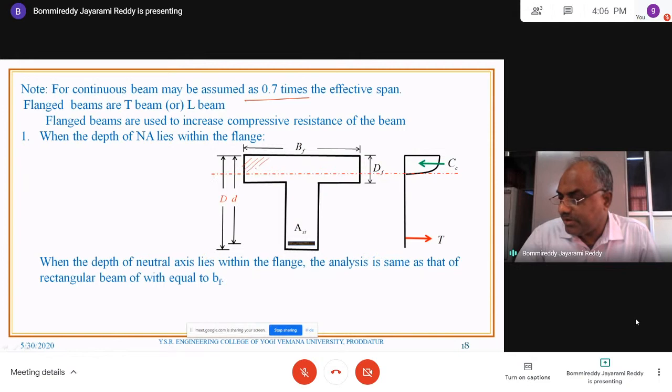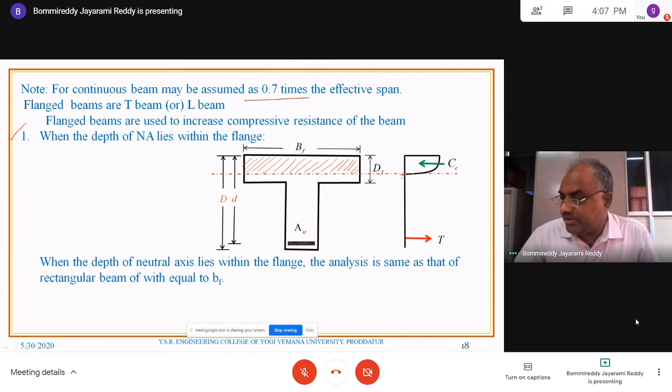You can look at here. Sometimes there is a possibility that the neutral axis may be within the flange or outside the flange, within the flange or within the web. So one of the assumptions is when the depth of the neutral axis lies within the flange. This is the stress diagram. That means the neutral axis is at this level.